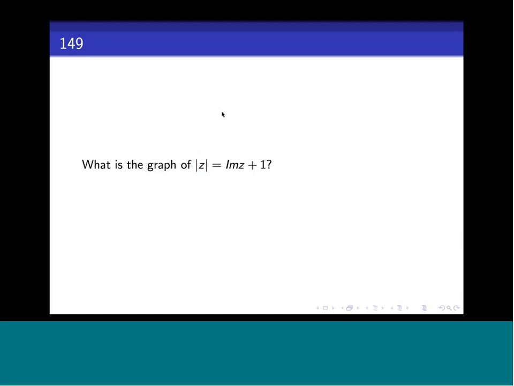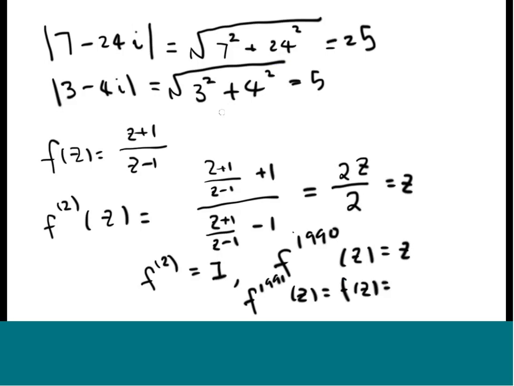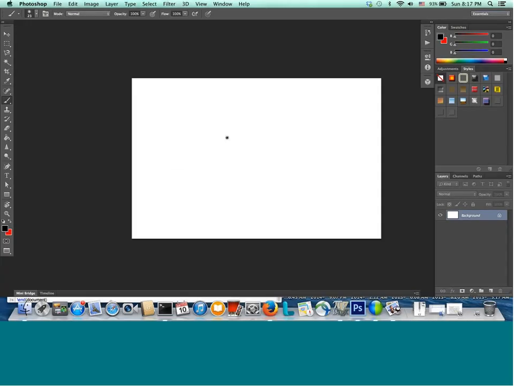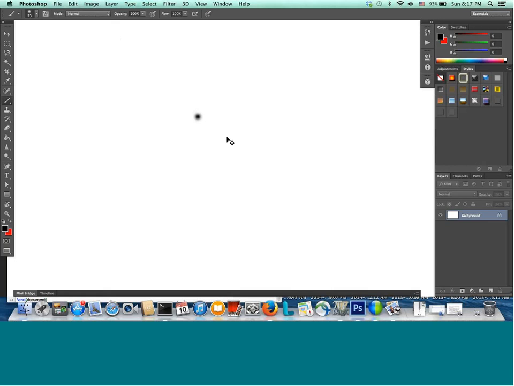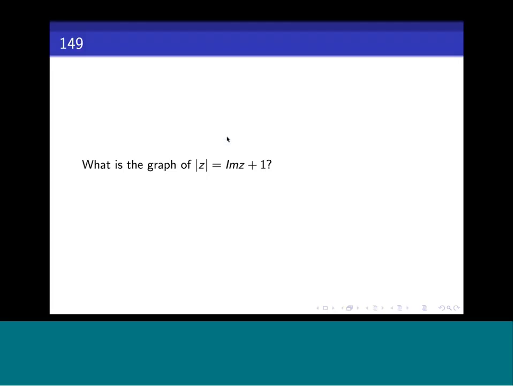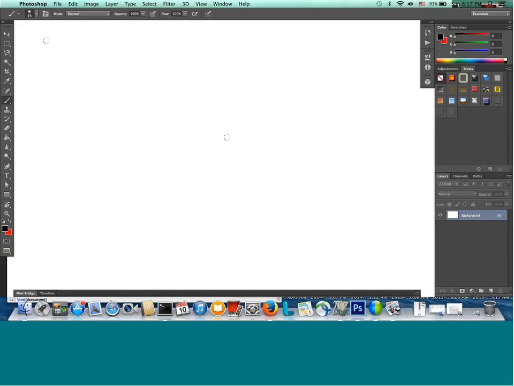Let's look at it together if you're not sure. It should be a circle. Let z equal x plus iy, whatever, right? Then it becomes the absolute value of z. We should definitely know that.